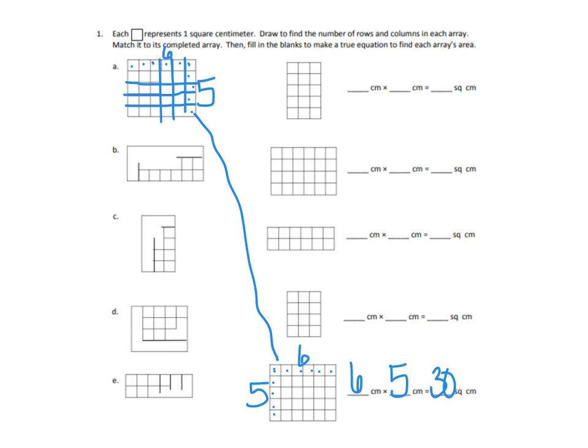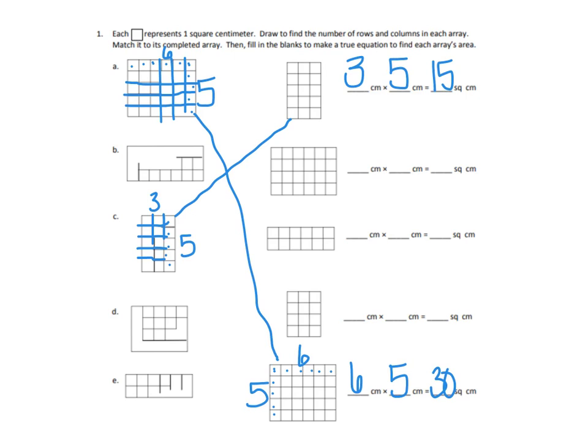Now I want us to take a look at letter C. So it may look a little bit funny on your paper, and that's just the way it printed out. So complete the lines so that you have 3 as the length and 1, 2, 3, 4, 5 as your width. So now you're going to look for the same array, and we see that up here. So now we're going to mark it as 3 centimeters times 5 centimeters equals 15 square centimeters.